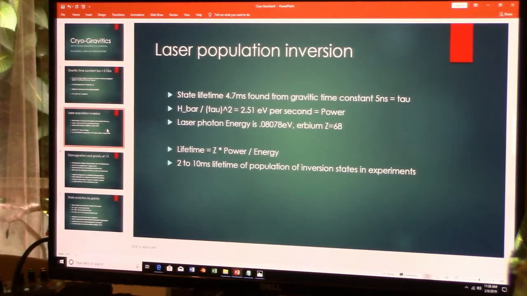Using this formula, based on gravity, I've calculated correctly the state lifetime for the erbium laser amplifier. 4.7 milliseconds is calculated by using Planck's constant divided by the 5 nanoseconds squared, and that is an amount of power coming from replenishment of Planck's constant. After a photon's emitted, that angular momentum of Planck's constant is depleted, so you have to wait like 5 nanoseconds for gravity to replenish that.